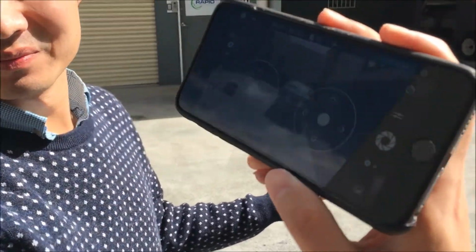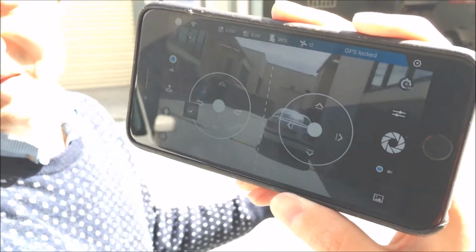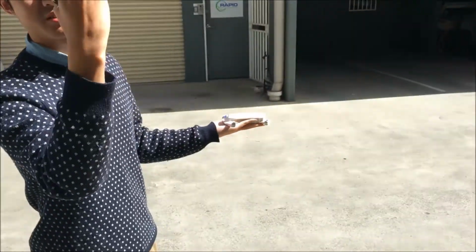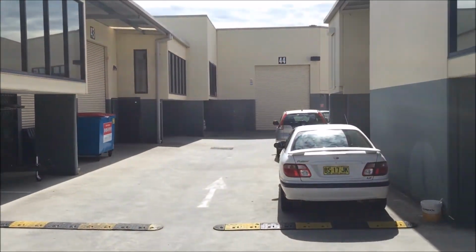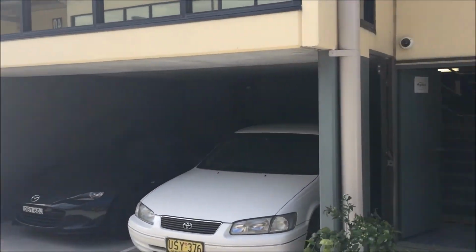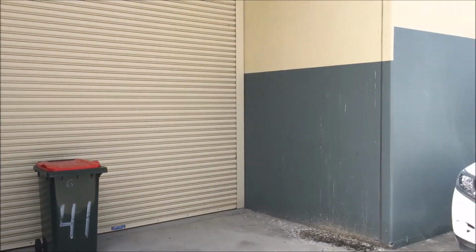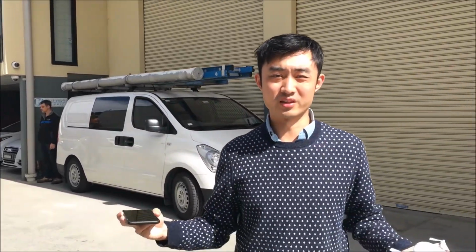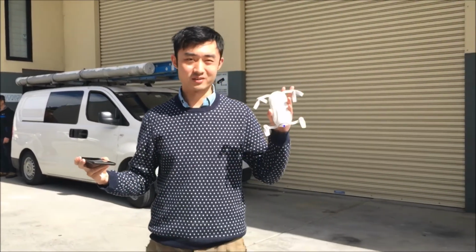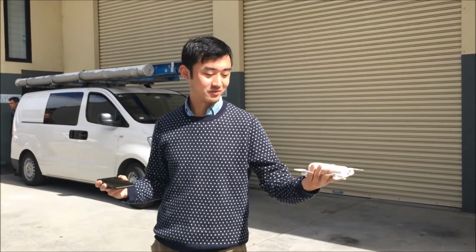Nine GPS already. 10. Nice. And look at the surrounding. This is within a factory complex. So usually no GPS for Phantoms, for any other drones. And this is Dobby. I can't believe it.